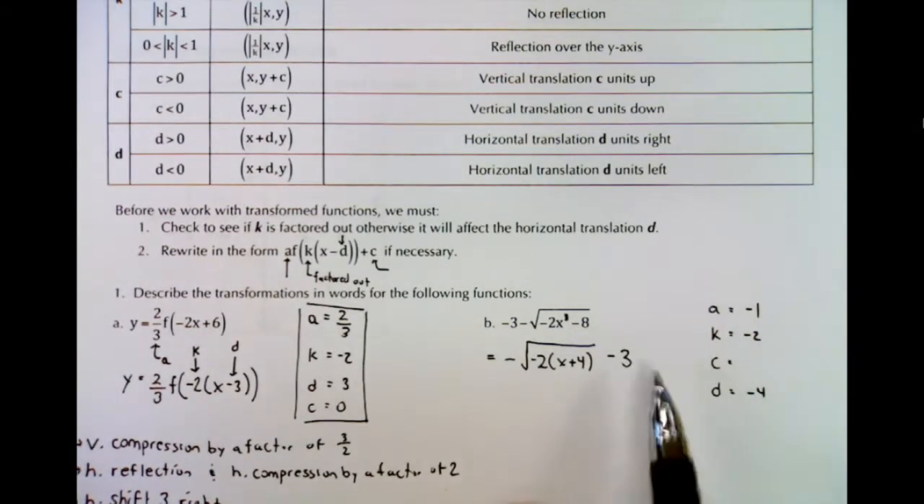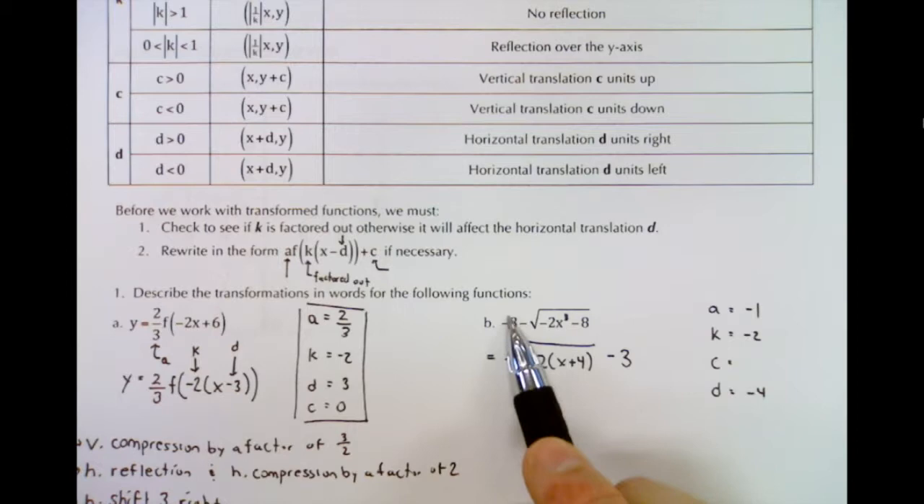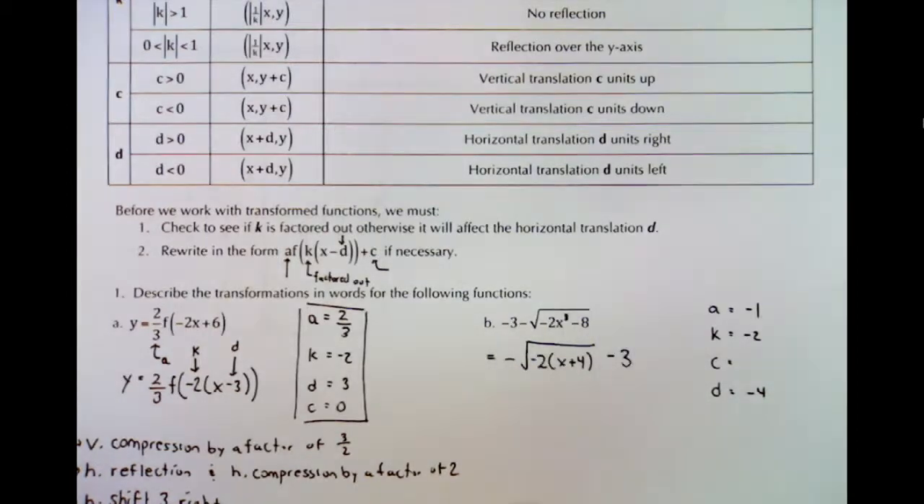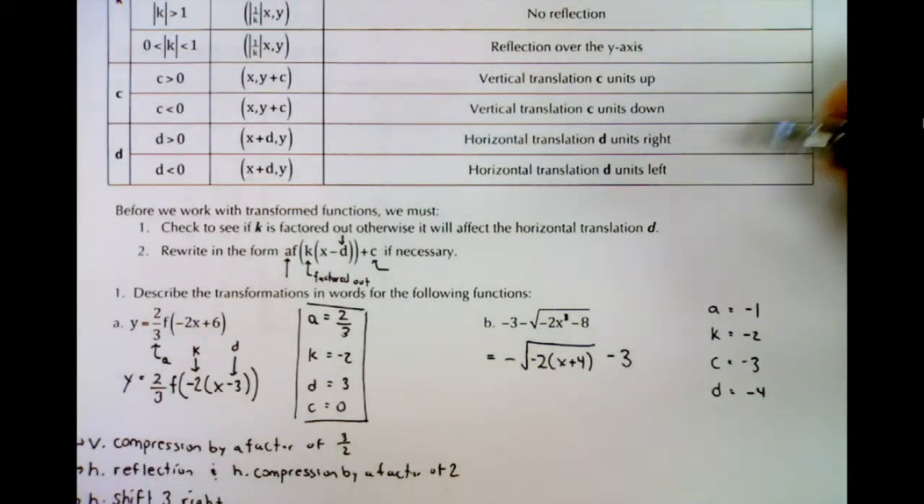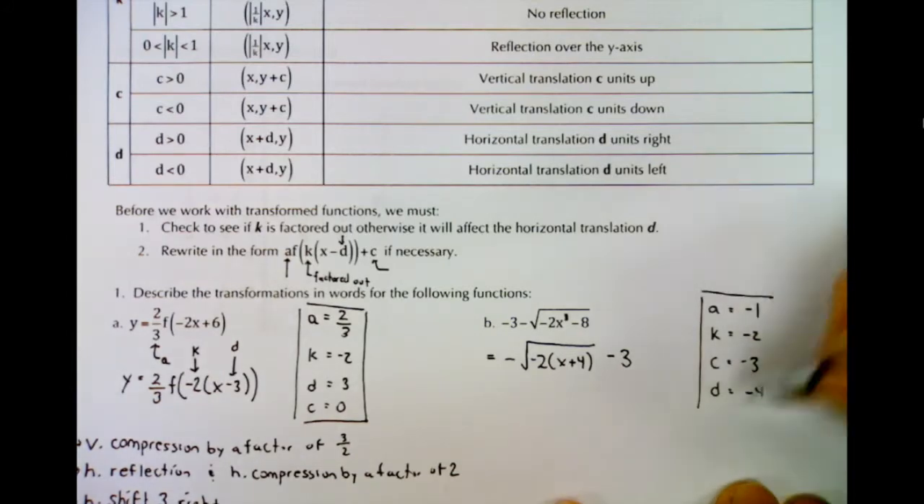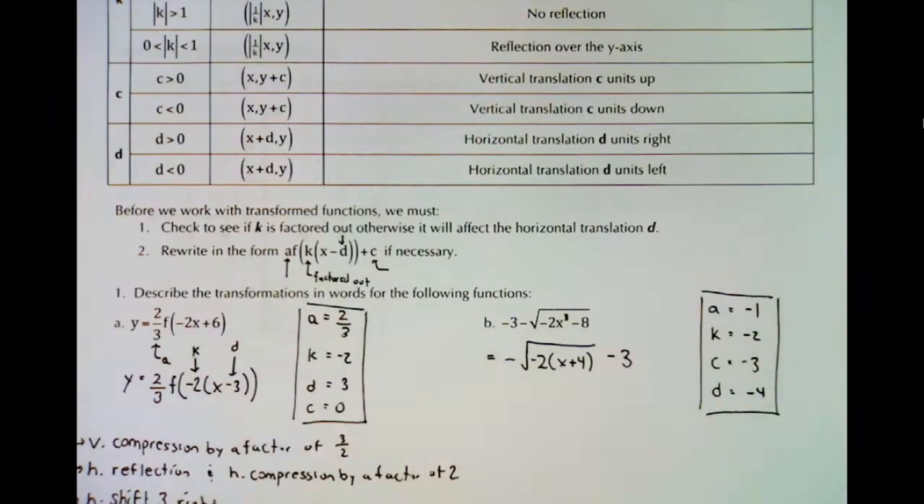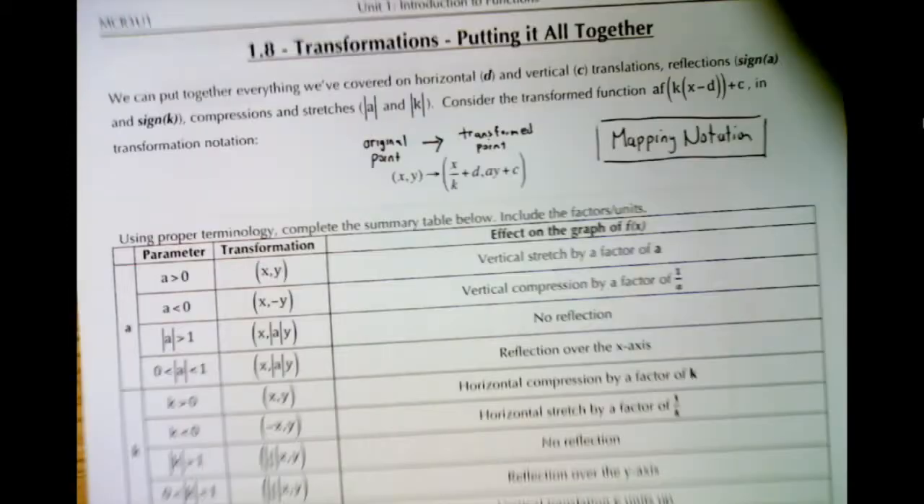And C is the number being added or subtracted outside the function. It was in front here, it's a little tricky to tell, but if you move it to the end, you can kind of see it a little bit better. C is negative 3. There's your A, K, C, and D. What I'm going to ask you to do is to take the A, K, C, and D and translate it into words. And you can check the solutions on the course website to see if you did it correctly. All right, let's flip the page.